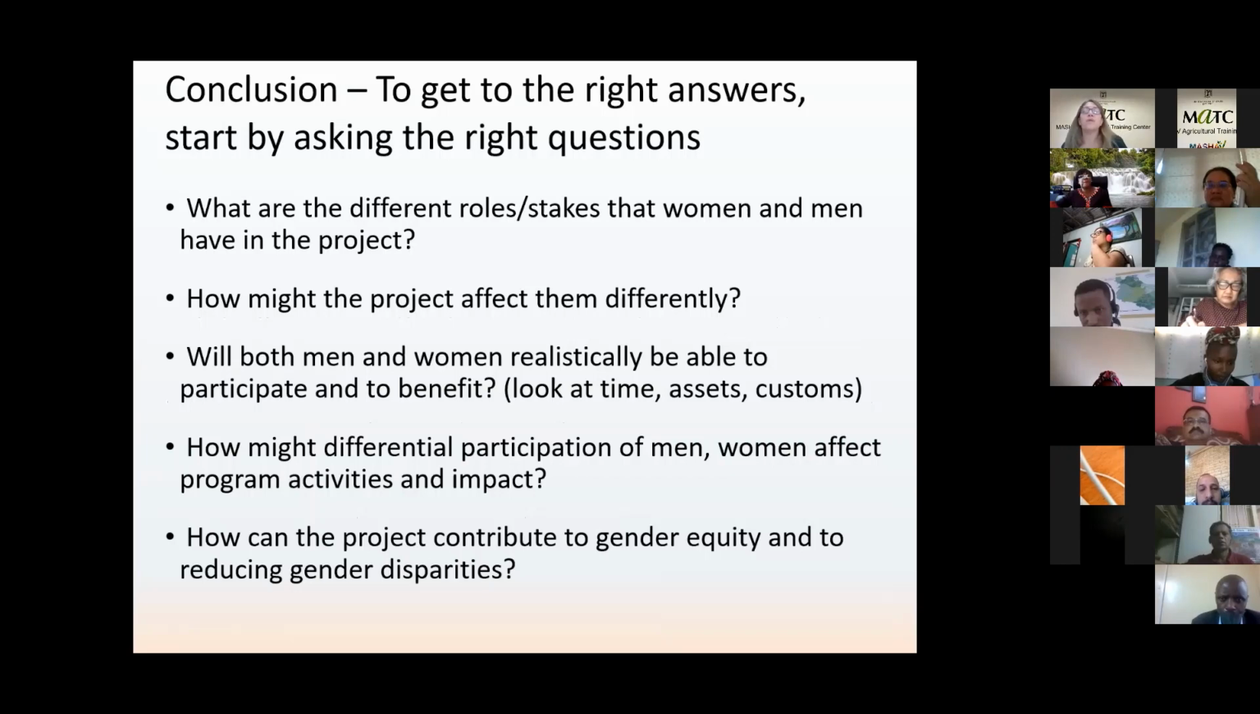So what are the different roles and stakes of women and men in the project? How will the project affect them? Will both men and women realistically be able to participate and to benefit? And how might differential participation of men and women affect program activities and impact? How can the project contribute in the end to gender equity and equality and reduce gender disparities?